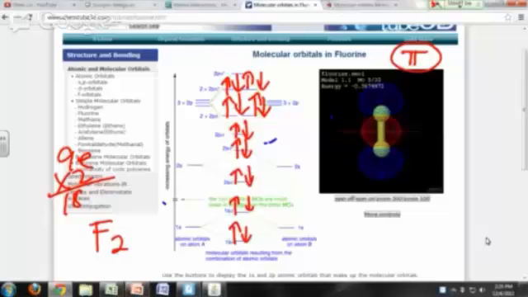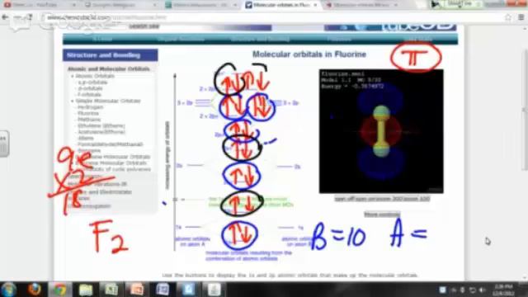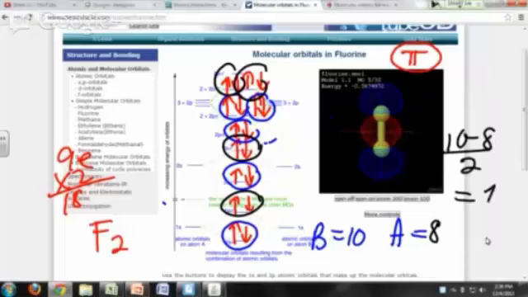How many bonding electrons do we have? Our bonding orbitals are this one, that's 2, 4, 6, 8, 10. That's 10 electrons in bonding orbitals. How many electrons in the anti-bonding orbitals? You have 2, 4, 6, 8. So 10 minus 8 divided by 2. Bond order is 1. We expect the bond between the 2 fluorine atoms to be a single bond.